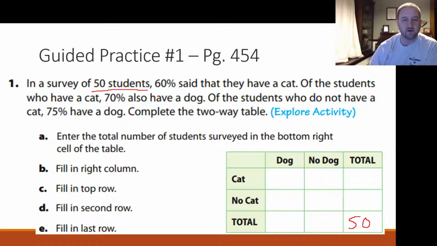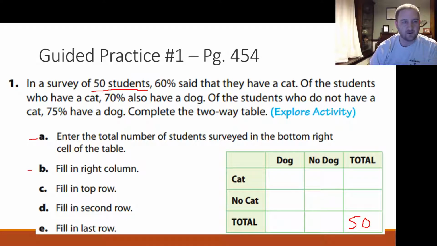All right, so hopefully you took the time to fill this out. Now I'm going to go through it with you to see how you did. So part A says, enter the total number of students surveyed in the bottom right cell of the table. We did that already, that's 50. Part B says, fill in the right column.